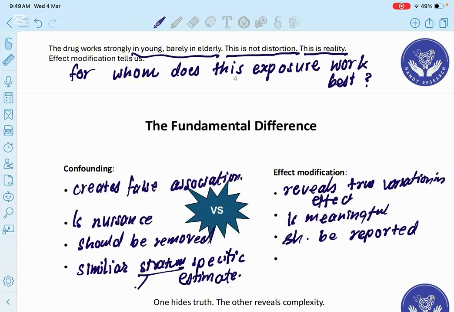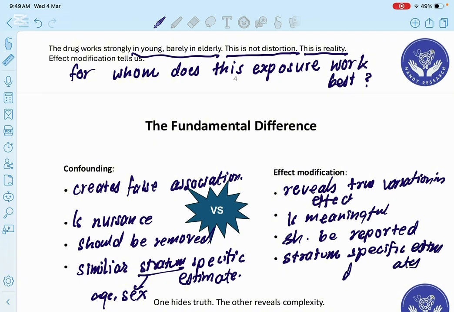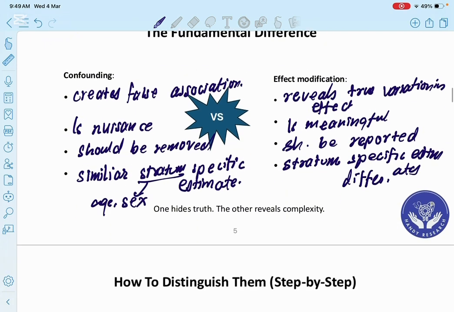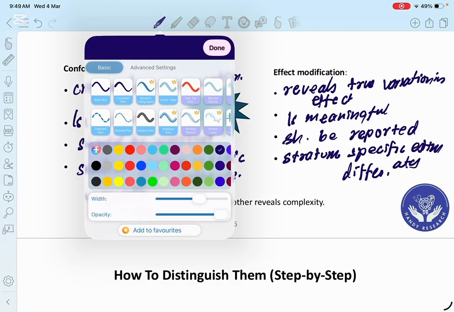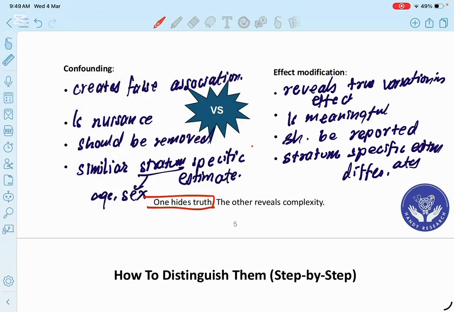Stratum doesn't get confused with the strata. They are the variables, like age and sex, that are the strata. And in effect modification, the stratum-specific estimates differ. Here is one: confounding hides the truth, while the other, effect modification, reveals complexity.